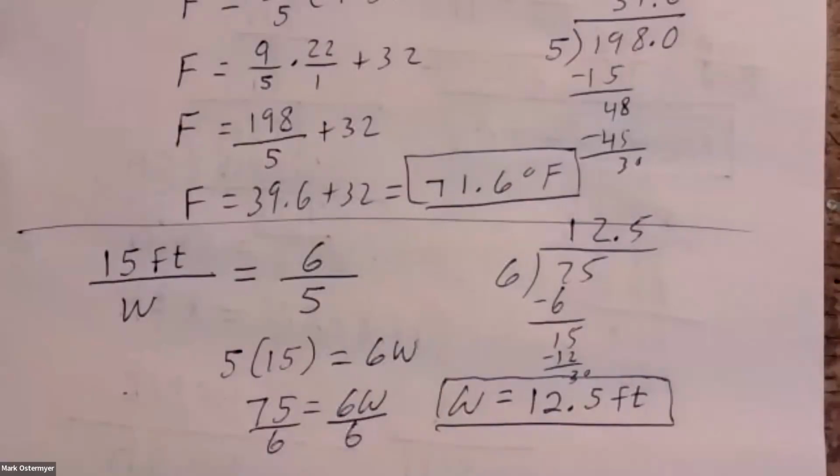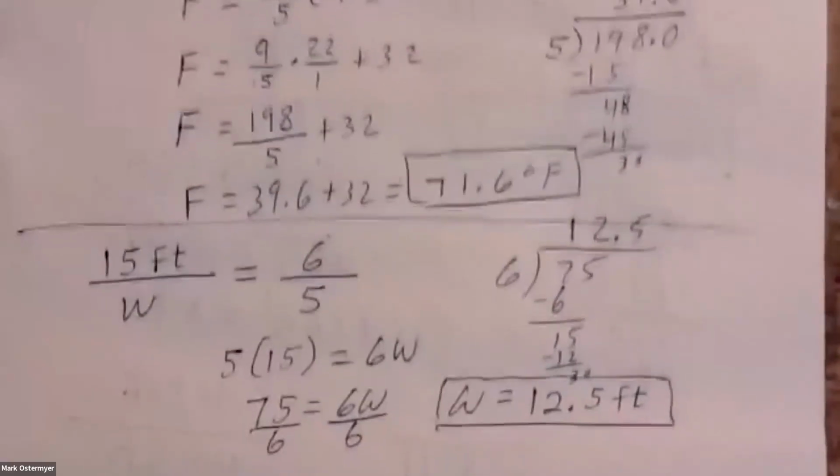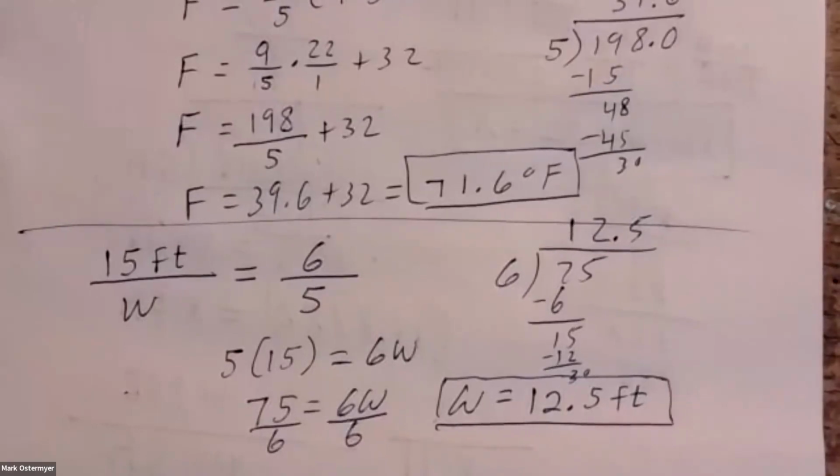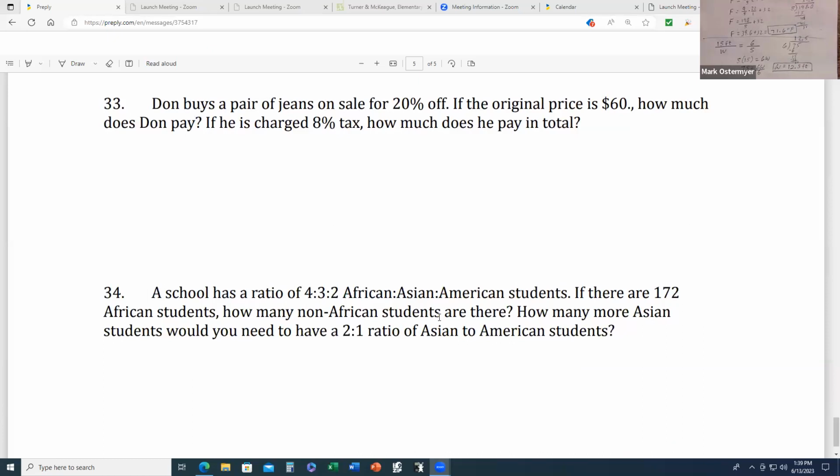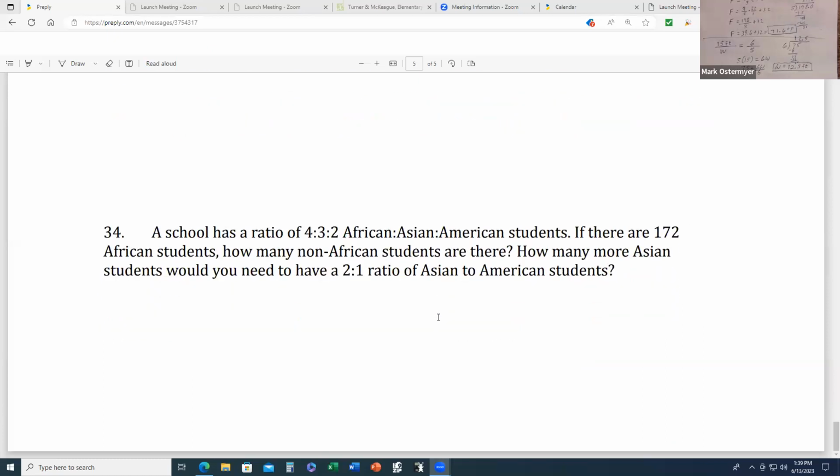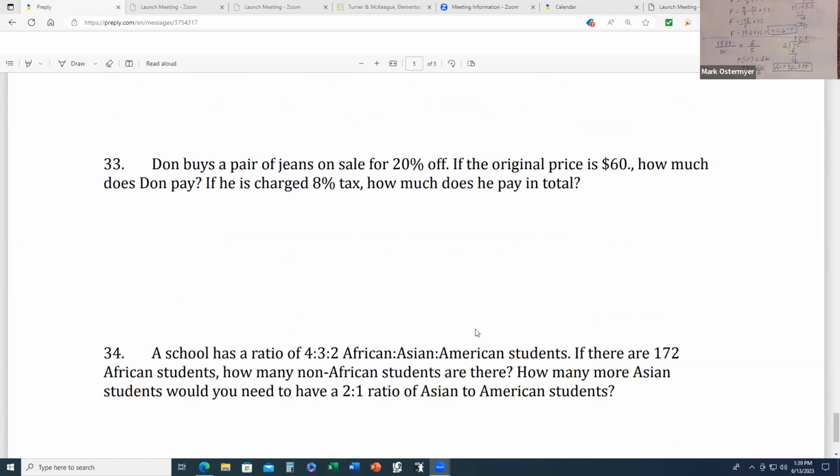Okay. Now number 33. Don buys a pair of jeans on sale for 20% off. The original price is $60. How much does Don pay if he is charged 8% tax? How much does he pay in total?